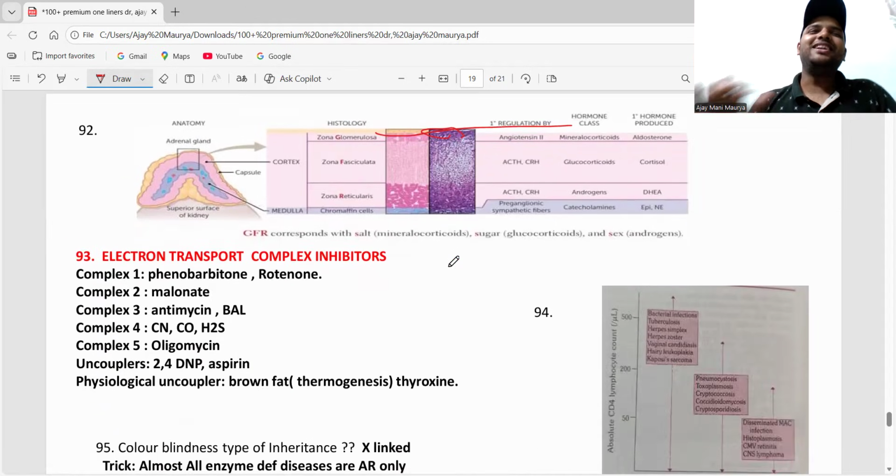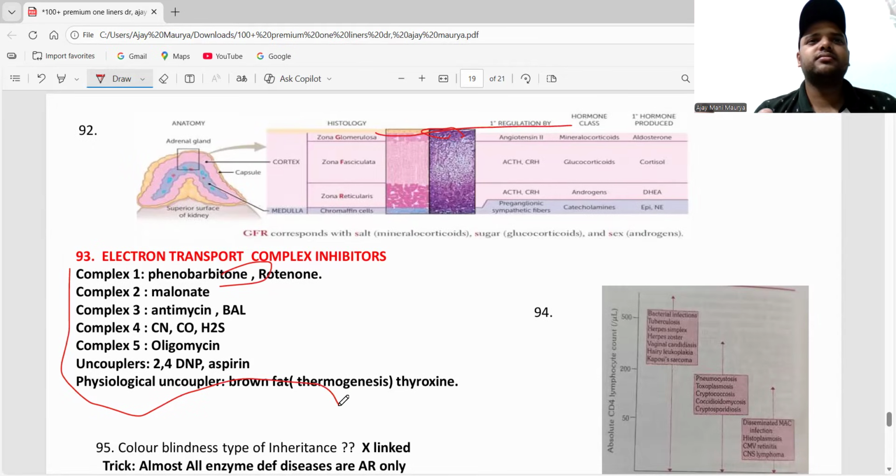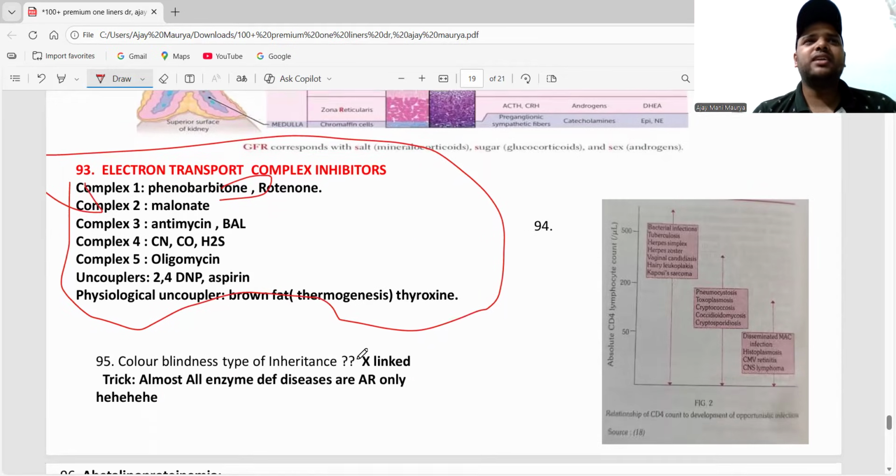Next one, ETC complex inhibitors. Oh my goodness. Complex 1 is inhibited by phenobarbital and rotenone. Complex 3, antimycin. Physiological uncoupling is in brown fat. This is thermogenesis. Remember these complexes are very important. I don't know how you're going to remember, but do it. Okay?